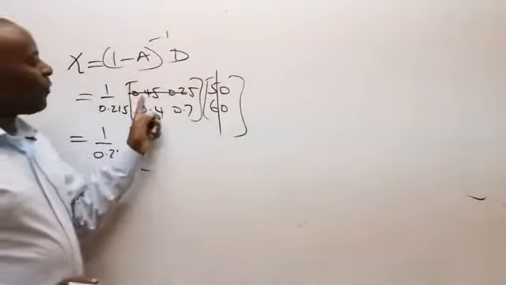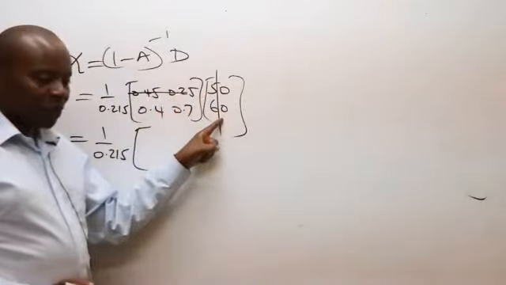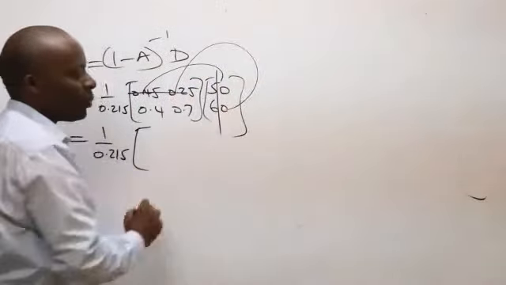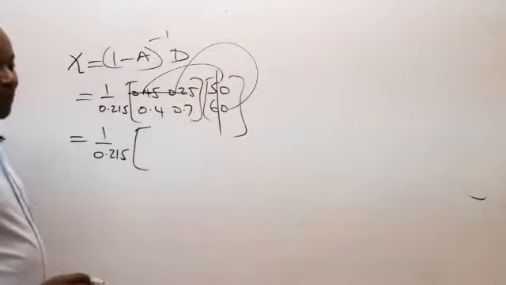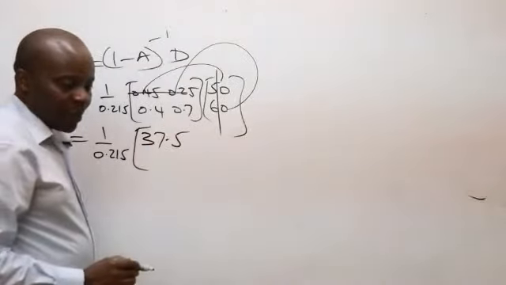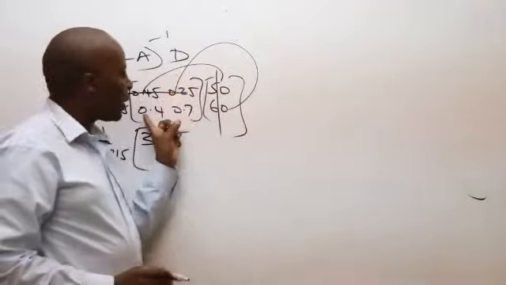You say 0.45 times 50 plus 0.25 times 60. Remember, it is first ones multiplied plus second ones multiplied. So it will be 37.5. Remember, whatever I've done with this row, I have to do it with this other row.